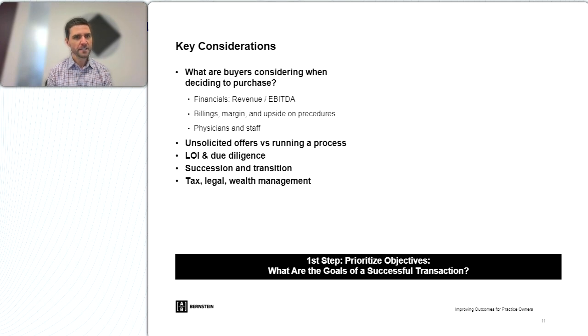A couple other key topics are unsolicited offers versus running a process. We'll talk about the differences there. We're certainly at 8 Quarter Advisors partial to running a process. We'll talk about why.